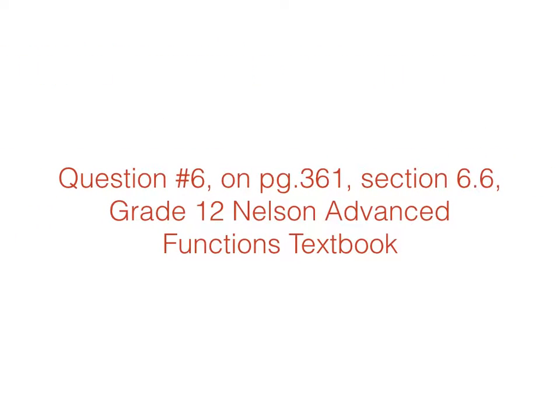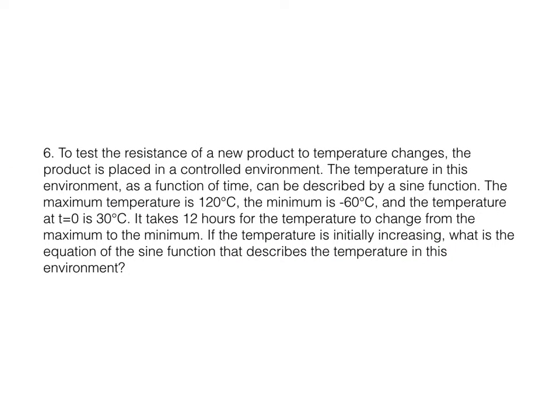In this video, I will walk you through question number 6 on page 361, section 6.6 in the grade 12 Nelson Advanced Functions textbook. The question is: to test the resistance of a new product to temperature changes, the product is placed in a controlled environment. The temperature in this environment, as a function of time, can be described by a sine function. The maximum temperature is 120 degrees Celsius, the minimum is negative 60 degrees Celsius, and the temperature at t equals 0 is 30 degrees Celsius. It takes 12 hours for the temperature to change from the maximum to the minimum. If the temperature is initially increasing, what is the equation of the sine function that describes the temperature in this environment?